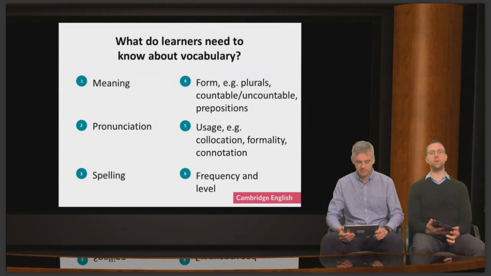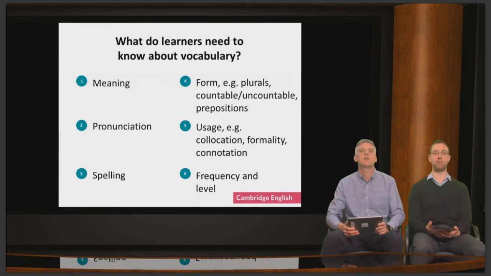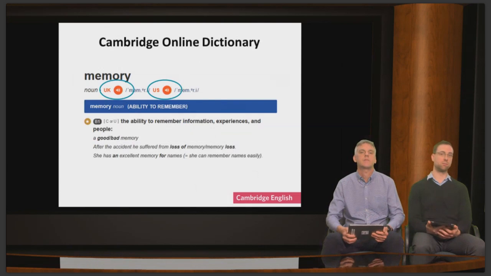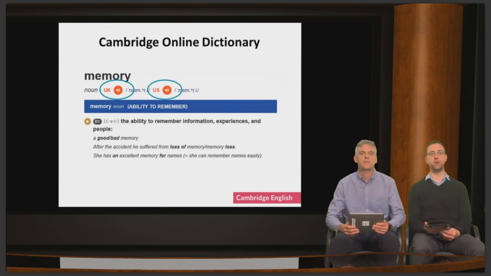Now, let's remind ourselves of what learners need to know about a word. Let's look at the slide we saw earlier to remind you. An online dictionary can help learners with all these aspects of vocabulary, in fact. Firstly, learners have the pronunciation, both British and American versions. The computer will play an audio recording of the pronunciation when you click on the speaker symbol.